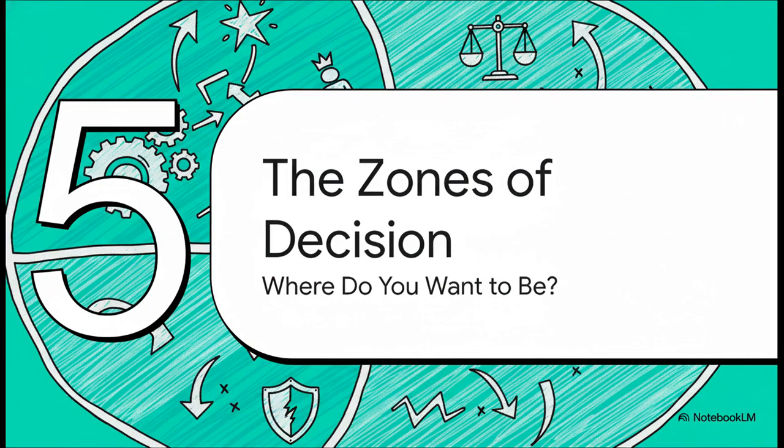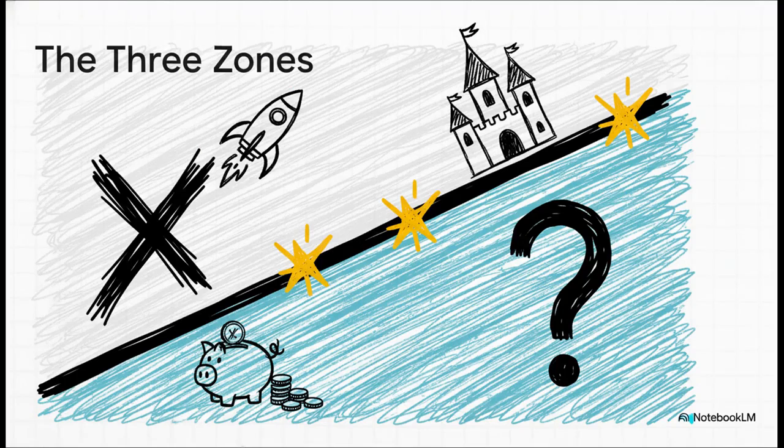Now, this line we've drawn, it's not just a boundary. It actually carves up your entire strategic landscape into 3 really distinct zones. And where your final plan ends up has massive implications for your performance, your department, and frankly, your career. So let's define these really clearly.